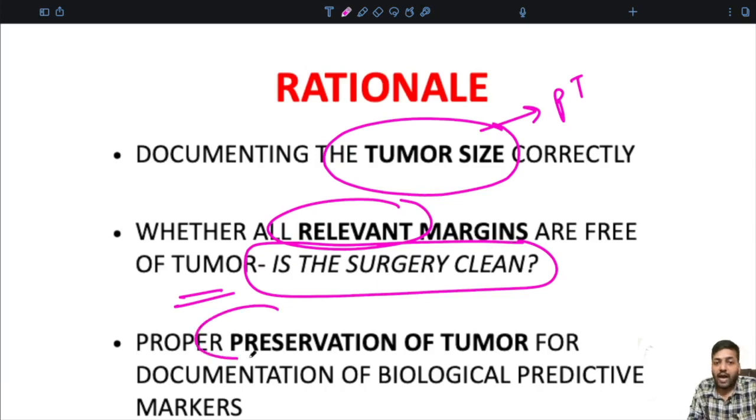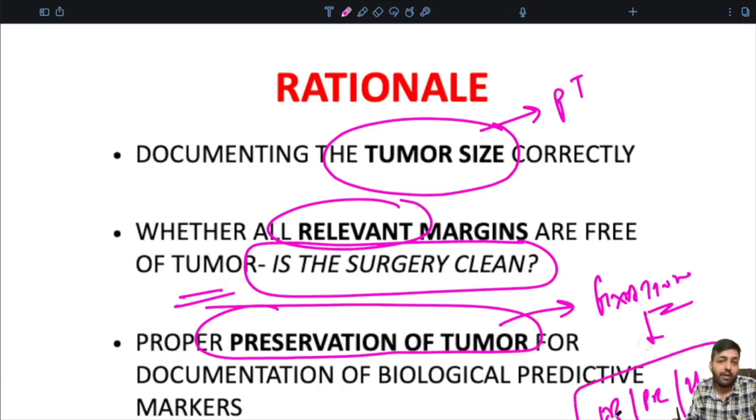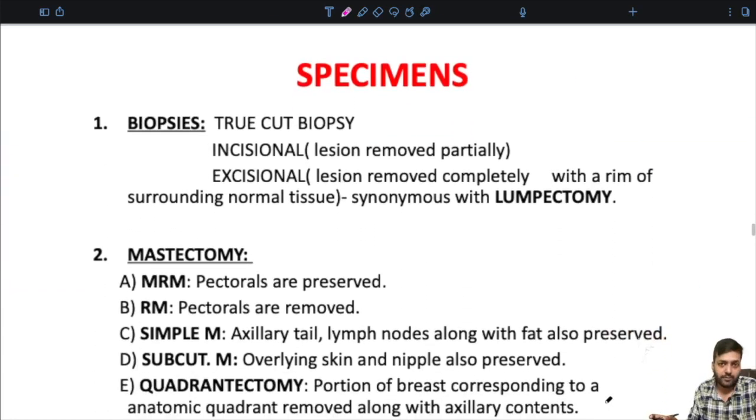Then we have to have a proper preservation of the tumor. So for that, proper fixation is very important. Why? To maintain the antigenicity, to maintain the antigens, because later on we have to carry out the ER, PR, HER2 neu, because this is important for therapeutic purpose as well as they have prognostic implications. So you don't want to ruin that particular tissue sample. So proper fixation is very important.